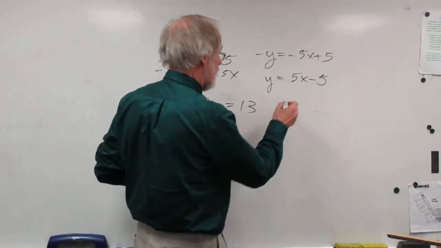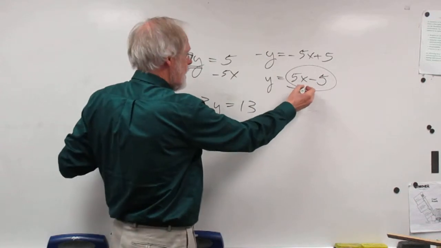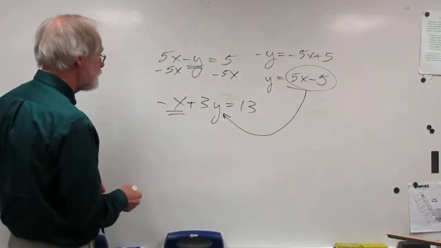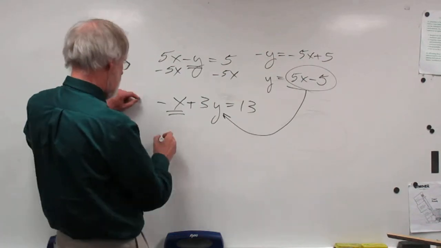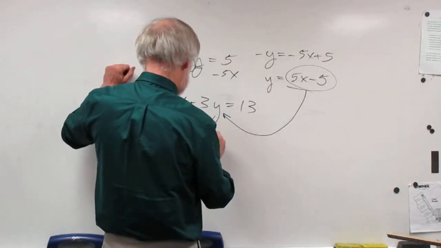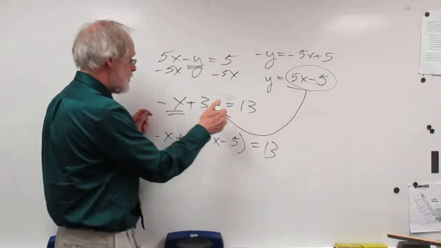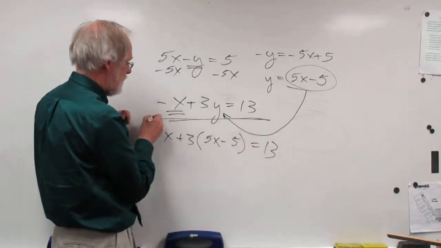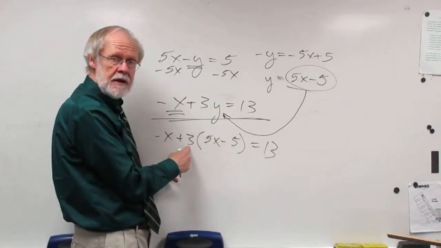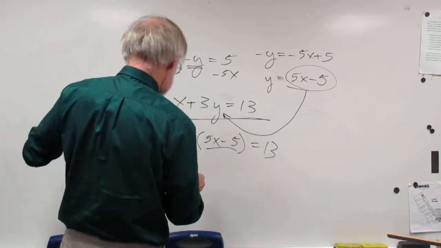Now I have what I want, because I know what y is equal to, so I can take that value and put it in place of y over here in this equation. So that's going to give me negative x plus 3 times 5x minus 5 is equal to 13. So I took this equation here, I substituted 5x minus 5 in place of y, and I got this. So this went in place of y.